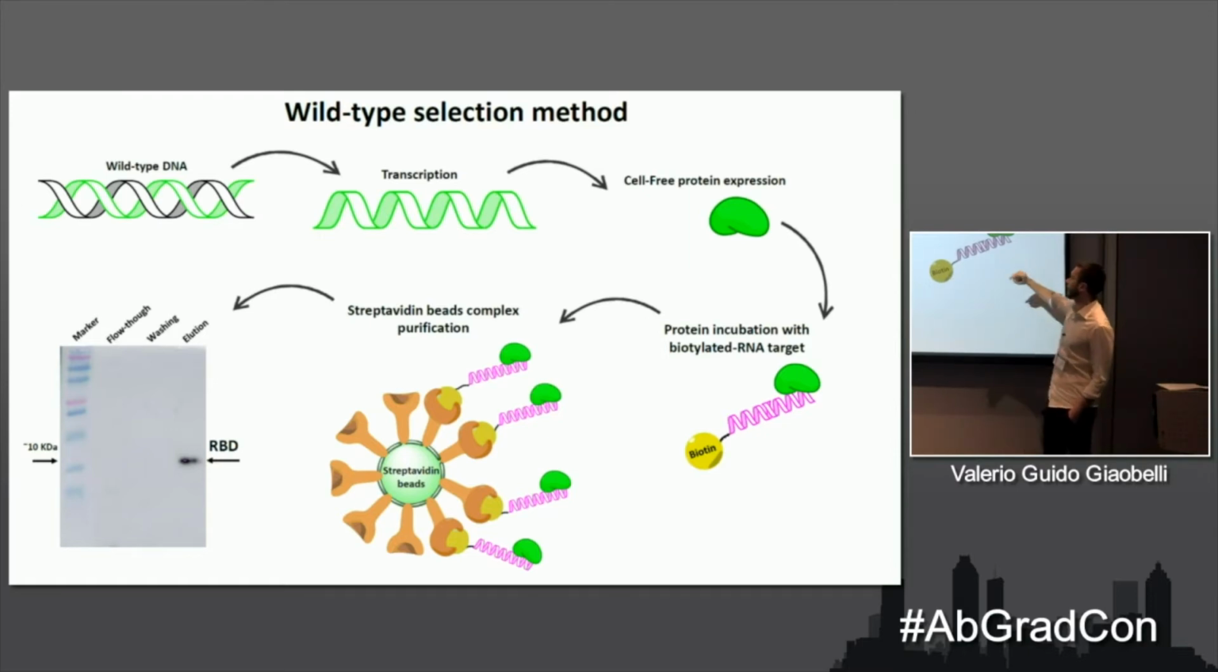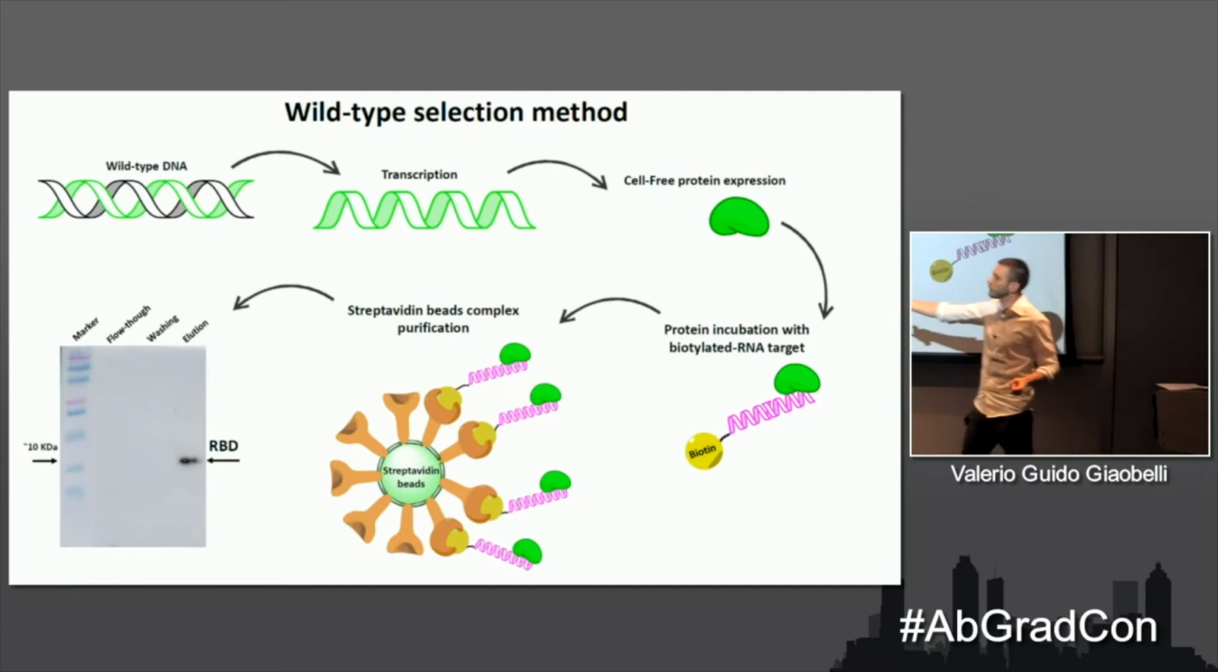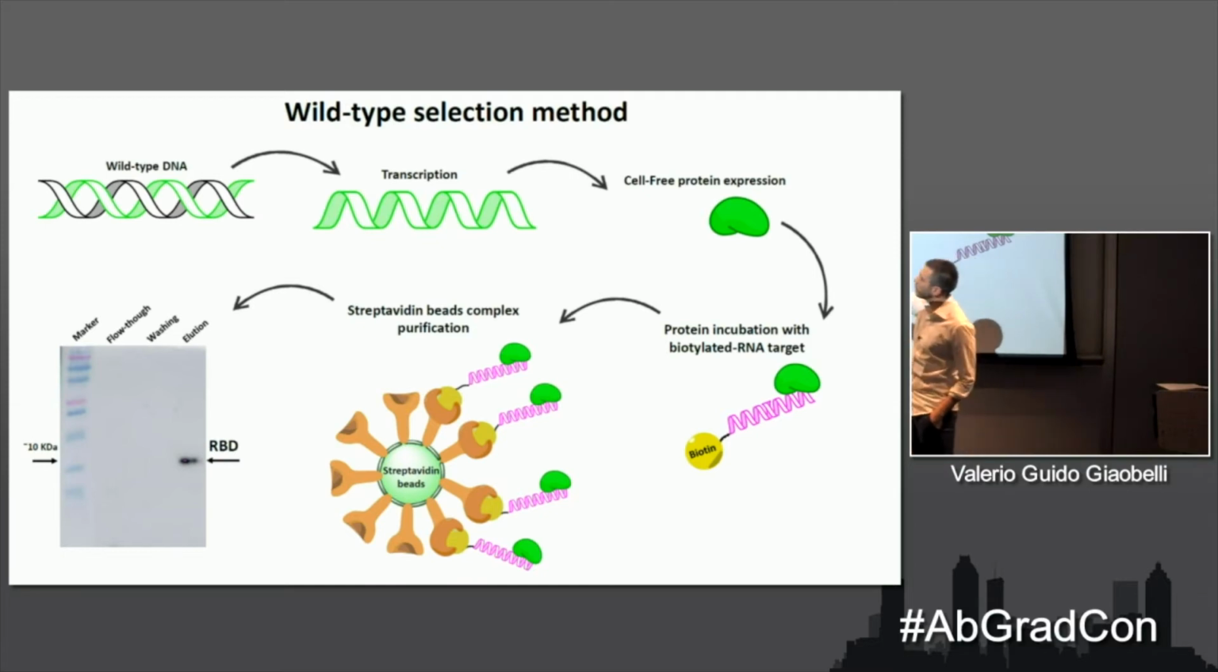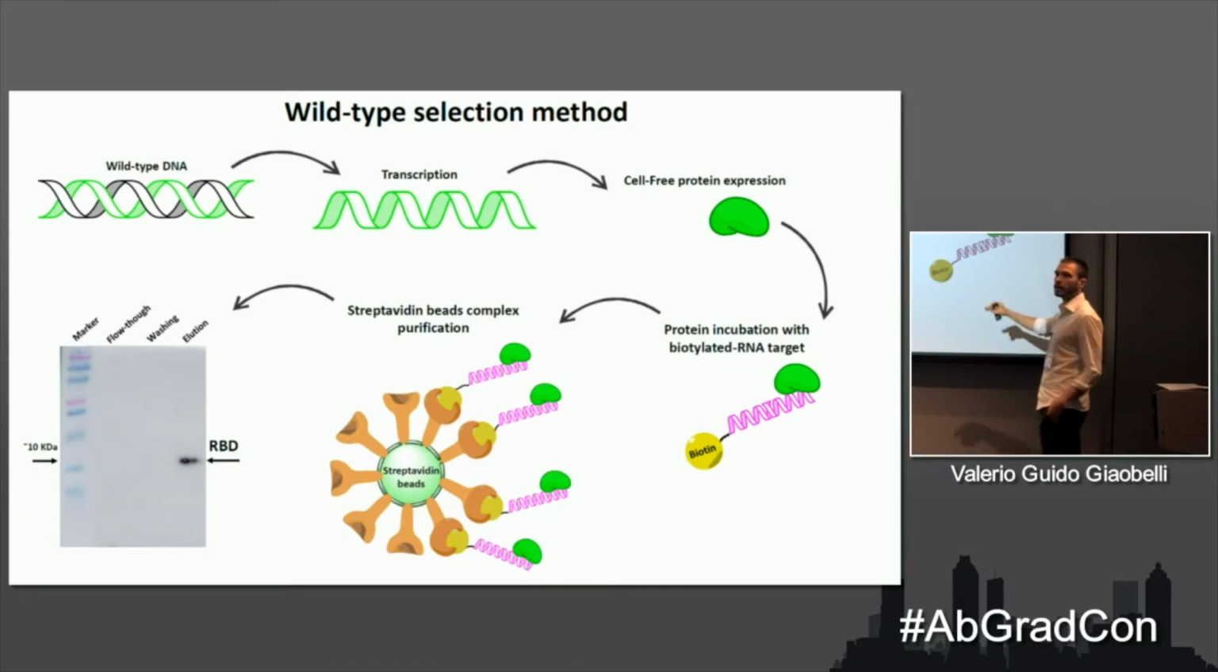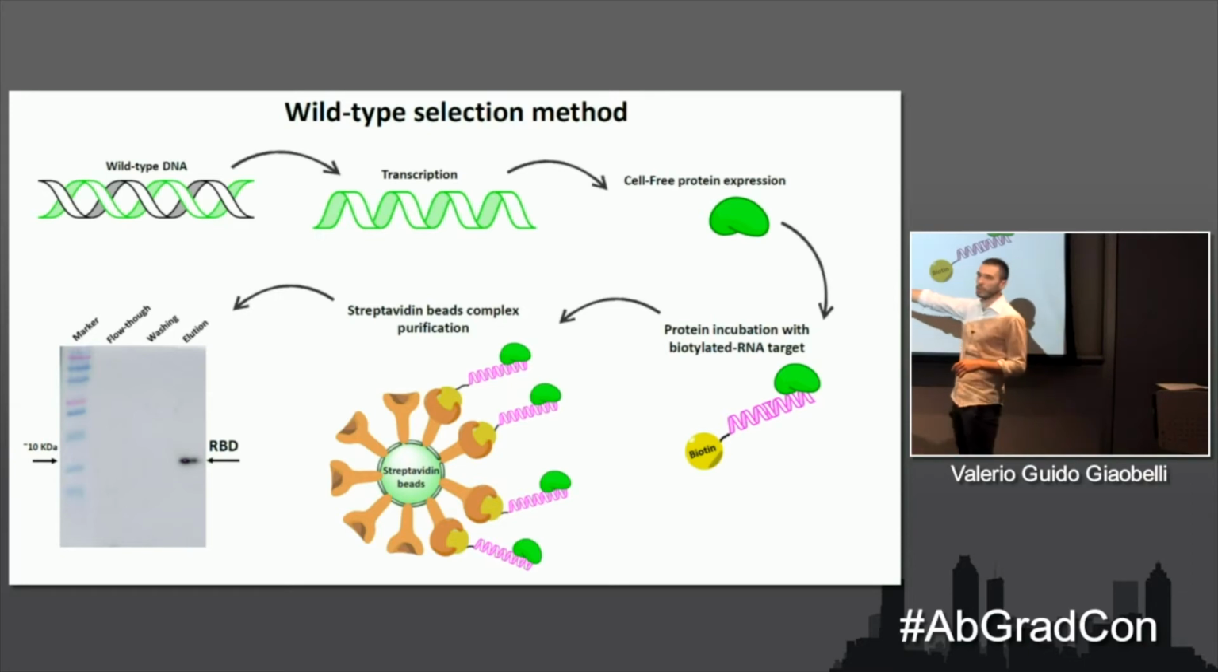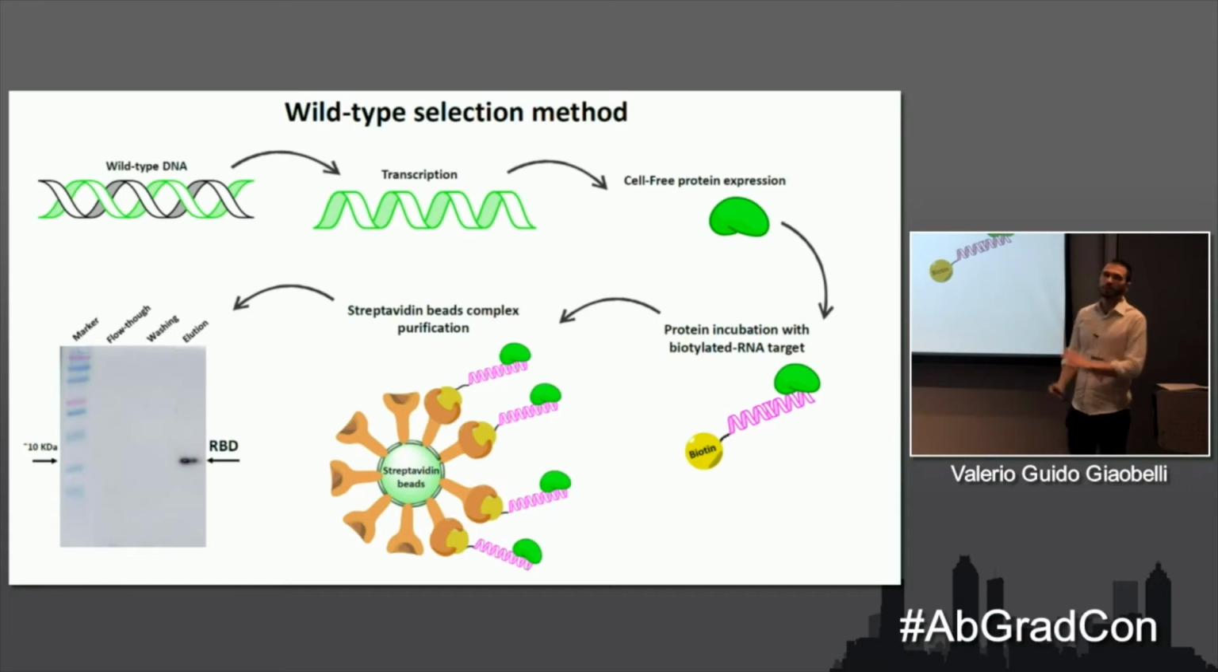After that, for the selection, we have the complex of protein and target. We incubated it with streptavidin beads, so it's possible to select the complex. Here we can see the Western blot gel, where in the first lane we see the flow through, all the protein that doesn't bind the target RNA, and it's empty. It means that all the protein interacted with the target RNA. In the washing step there is nothing, meaning no weaker binders, so all the protein bound. And in the elution we can see our product. It means that this selection method is, at least for the wild type, still available.